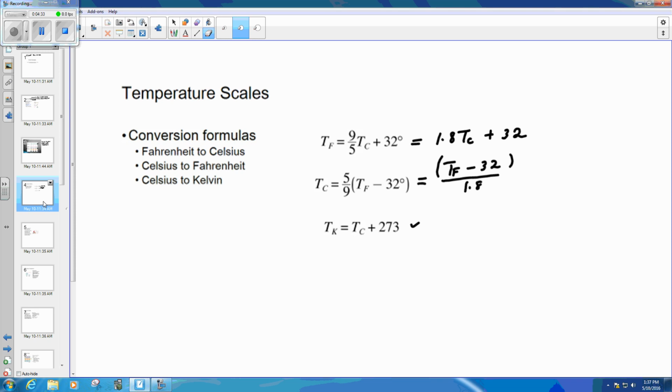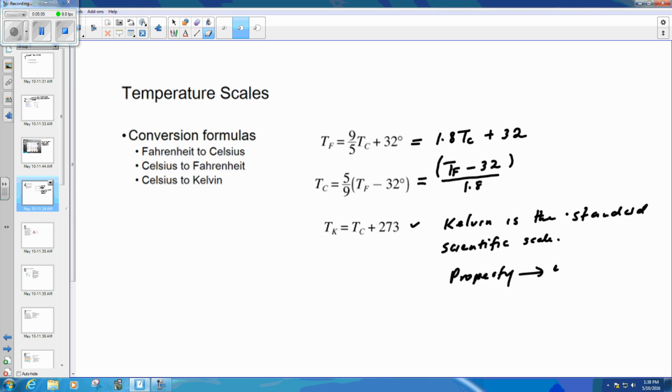By the way, the Kelvin scale is the standard scientific scale. So when we think of temperature in science, we think of Kelvin. You see, especially when we discuss properties of gases, it is important that we always use Kelvin to solve our problem.